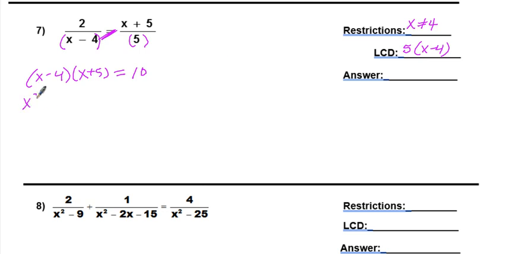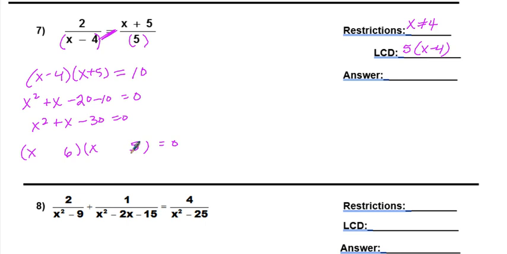FOIL this out, so x squared plus 5x minus 4x, that's plus 1x, minus 20. Let me subtract 10 from both sides, equals 0. So I've got an x squared plus x minus 30 equals 0. Hopefully I can factor this so that I can come up with my two answers to this quadratic. Multiplies to negative 30, adds to 1. It must be some combo of 6 and 5. And the 6 must be positive and the 5 must be negative.